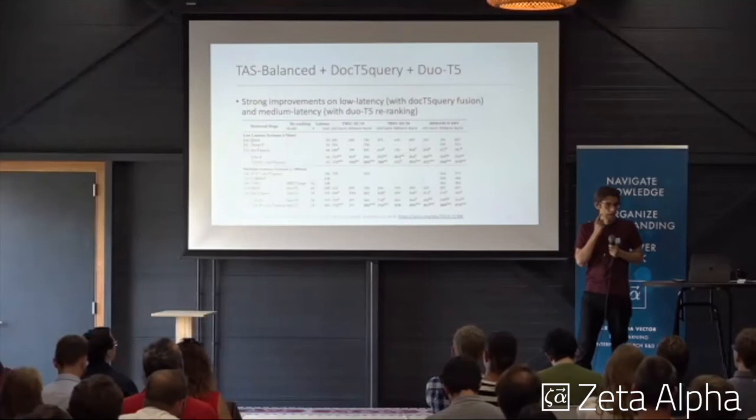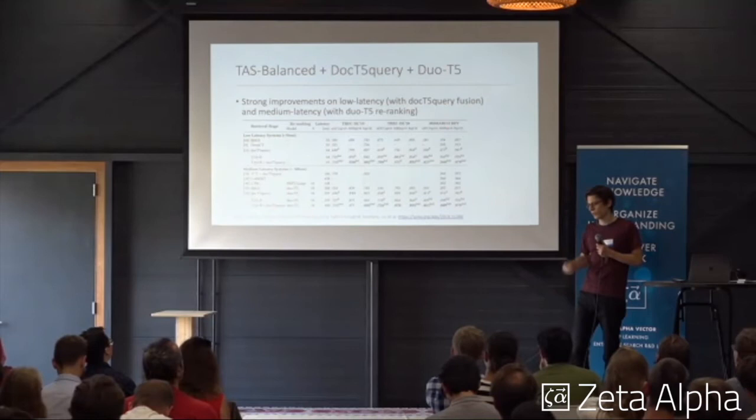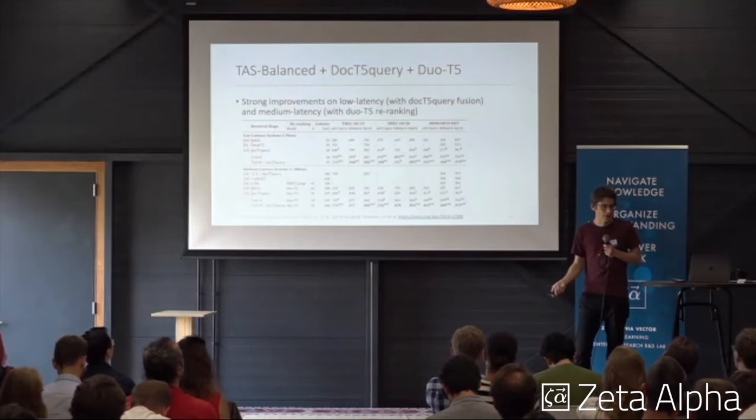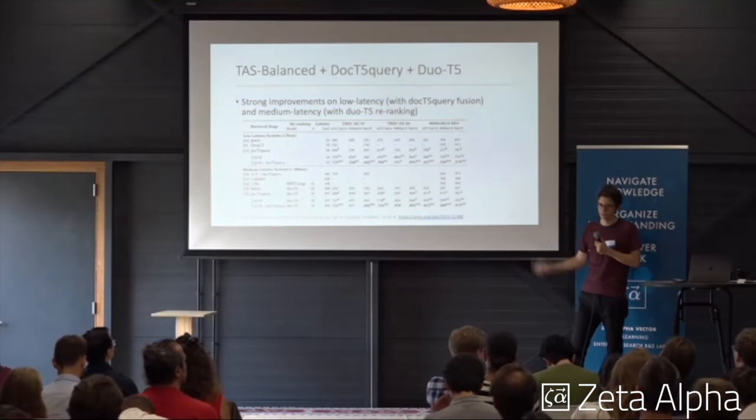Speaking of fusing together dense retrieval results with other methods, we also did that. Here we looked at combining dense retrieval and sparse retrieval with doc2query, and also at a reranker on top. In this case, we looked at two different groups of systems, low latency and something we call medium latency systems.